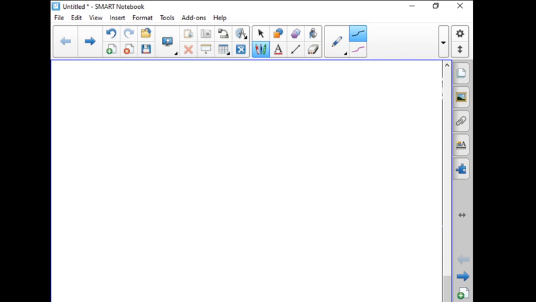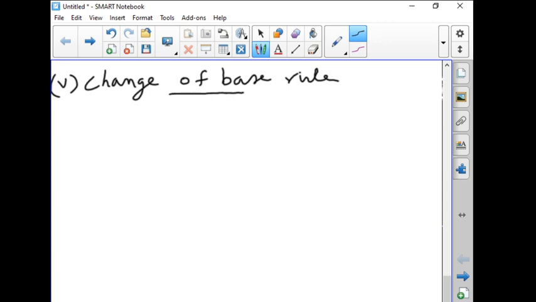Now, the last one, the fifth one, is the change of base rule. So, for the change of base rule, let log x to the base b is equal to v. So, what we have? x is equal to b power v.